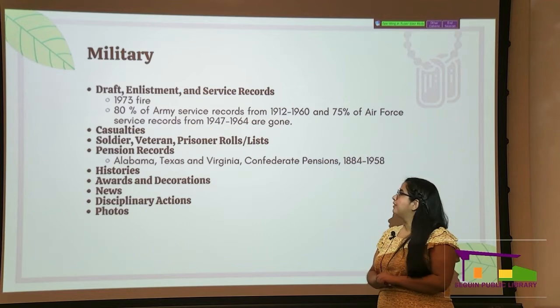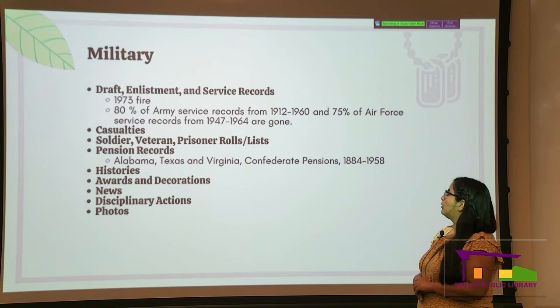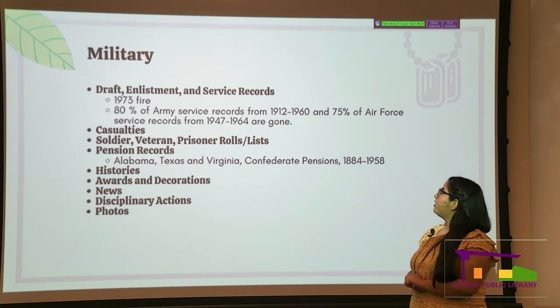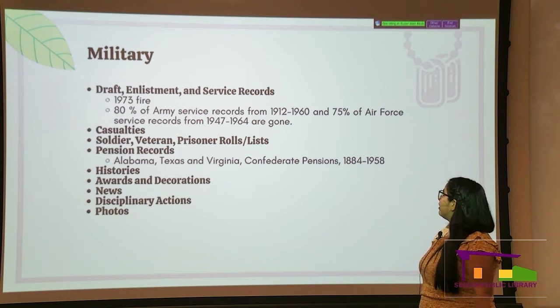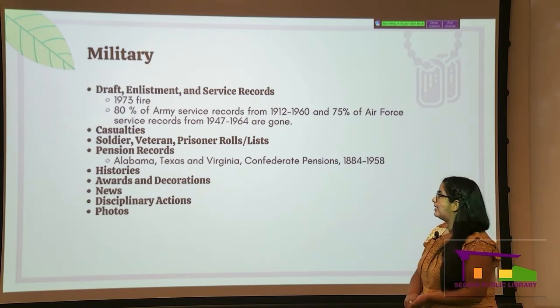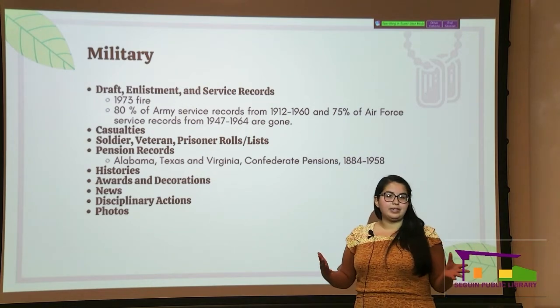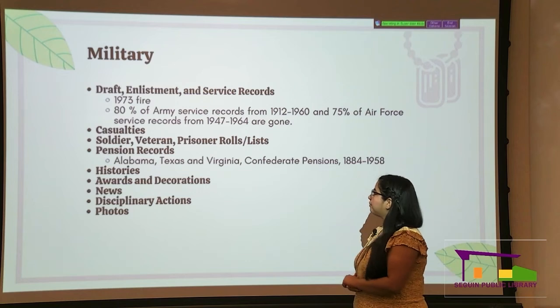That just happens, unfortunately. But for the most part, Ancestry has a lot of records available. So 80% of Army service records from 1912 to 1960 and 75% of the Air Force service records from 1947 to 1964 are gone, sadly. So if you're looking for a family member in that time period, you might not be able to find them.